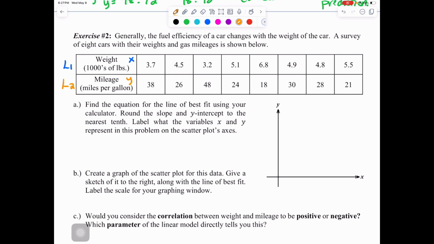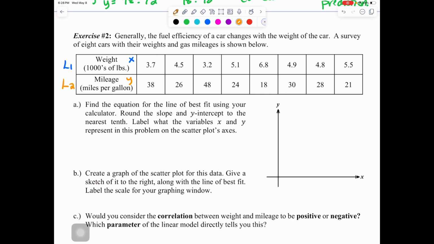So in part A, find the equation for the line of best fit using your calculator. So remember, that's linear regression. Round the slope and y-intercept to the nearest tenth. Label what the variables x and y represent in this problem on the scatter plot axes. So currently it says x and y, but we know x is weight in thousands of pounds, etc. So you have to put the actual labels of the problem on the graph. Then you're going to create a graph of the scatter plot for this data. You're going to give a sketch of it to the right, so try your best, along with the line of best fit, and label the scale for your graphing window.